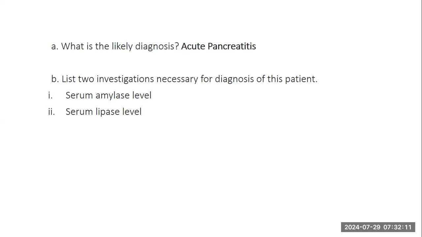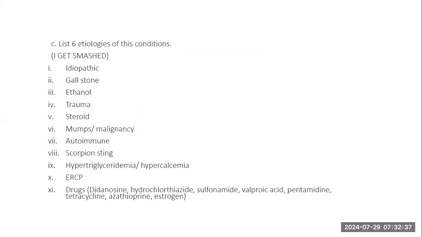So the first question, what is the likely diagnosis? Considering the clinical scenario painted, the upper abdominal pain not relieved by antacid, my likely diagnosis is acute pancreatitis. Then the second question, list 2 investigations necessary for diagnosis of this patient. I would like to do a serum amylase level and a serum lipase level.